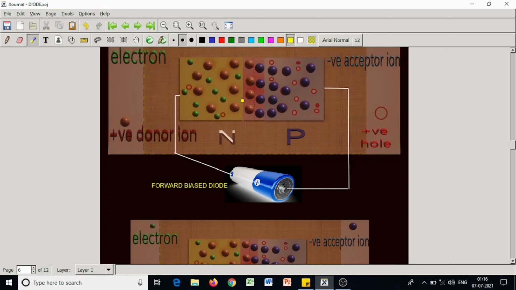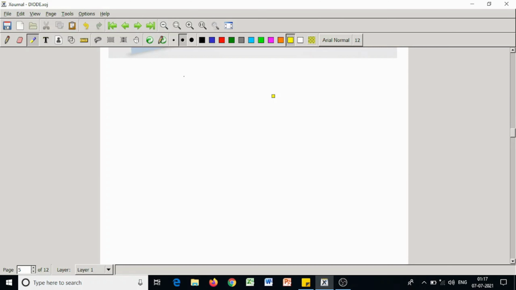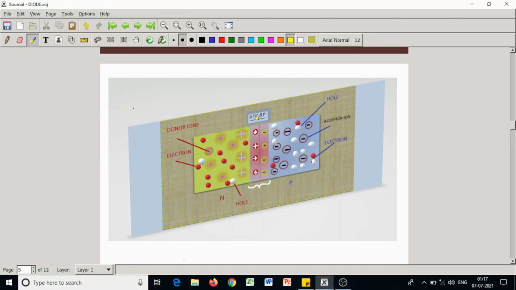So electrons are flowing in this direction, so current due to electrons is in this direction. Similarly, current due to holes is in this direction, so there is a current in this direction as a whole. This is forward biased PN junction. But this battery voltage must exceed the potential barrier, that is 0.7 volt for germanium and 1.1 volt for silicon.